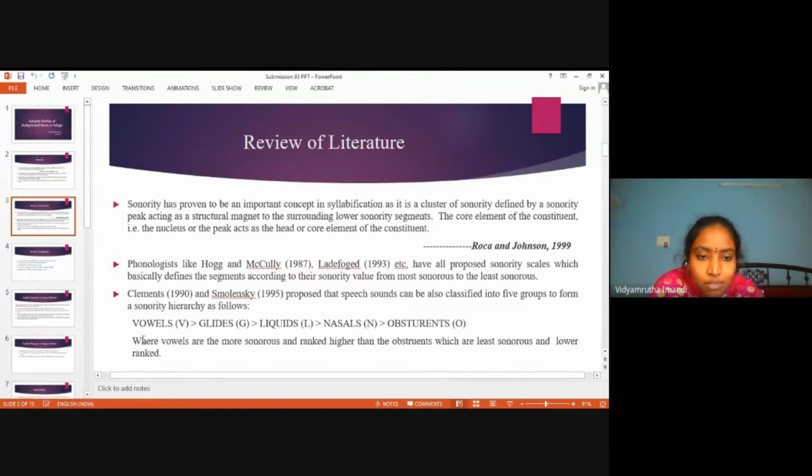But Clements in 1990 has proposed a sonority hierarchy scale where all the sound segments can be classified into 5 groups: vowels, glides, liquids, nasals, and obstruents. These 5 are shown here. He has presented them in a ranking method where vowels are of highest sonority and the obstruents are of lowest sonority.